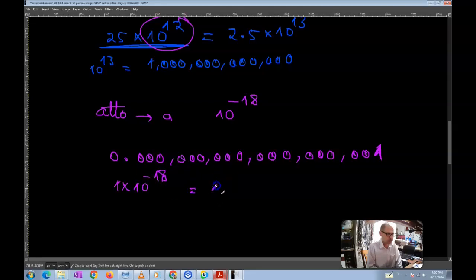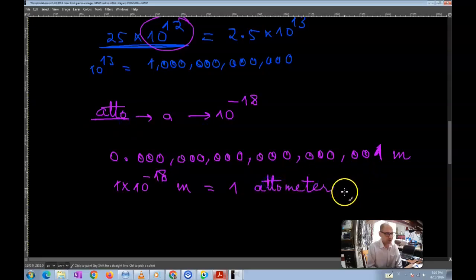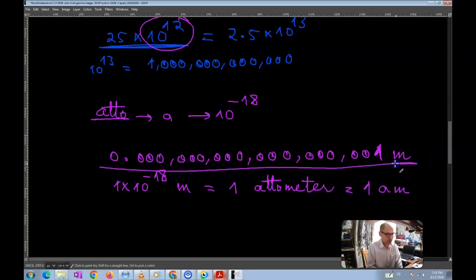Which is the same thing as 1 atto, and let's say that this is in meters, for example. The diameter of a very, very tiny atom, for example. Then you could write it as 1 times 10 raised to the power negative 18 meters, which is the same thing as 1 atto meter, 1 am, right? So this way, instead of writing this very large and long number, I could just simply write 1 atto meter, right?